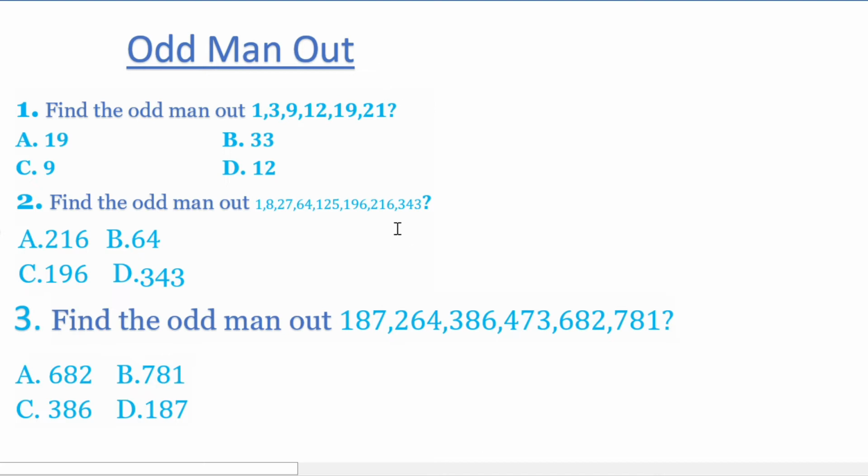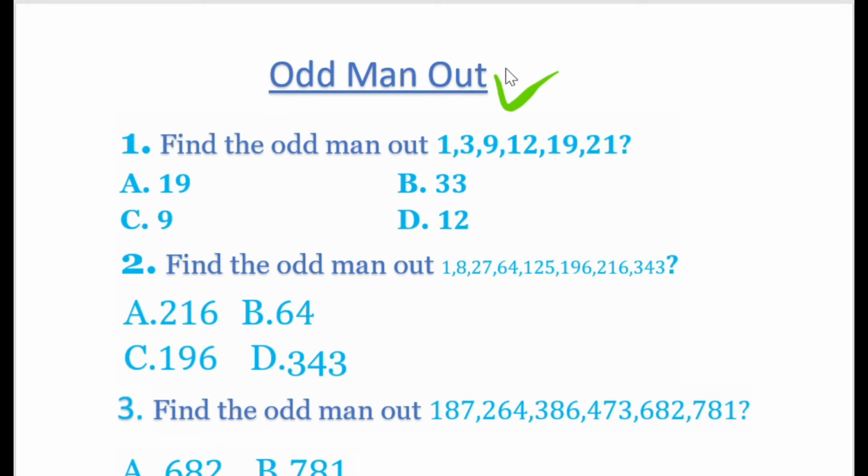I hope many of us know what odd man out is. I'm explaining in just two to three minutes, so you will get some clarity on what exactly this topic is. What odd man out means is that they will give you a question like this. I'm directly discussing questions with you, so it will be very easy for you to understand. This is one type of odd man out question. They will ask exactly like this: find the odd man out.